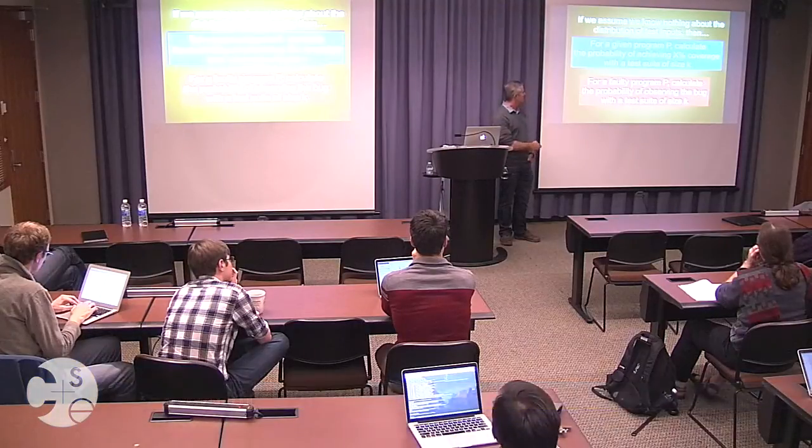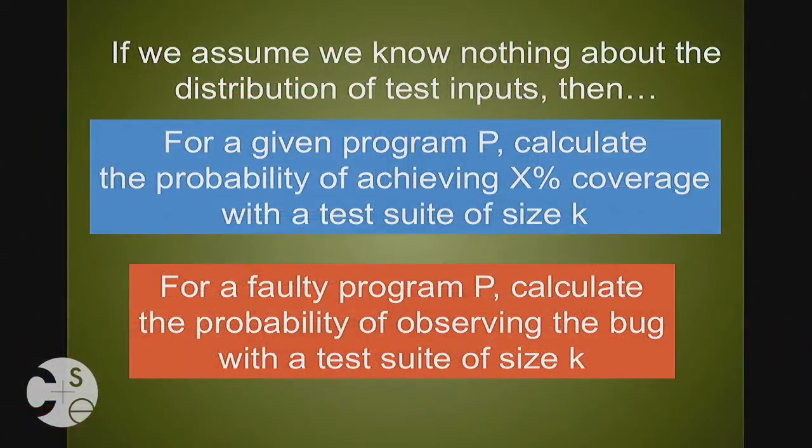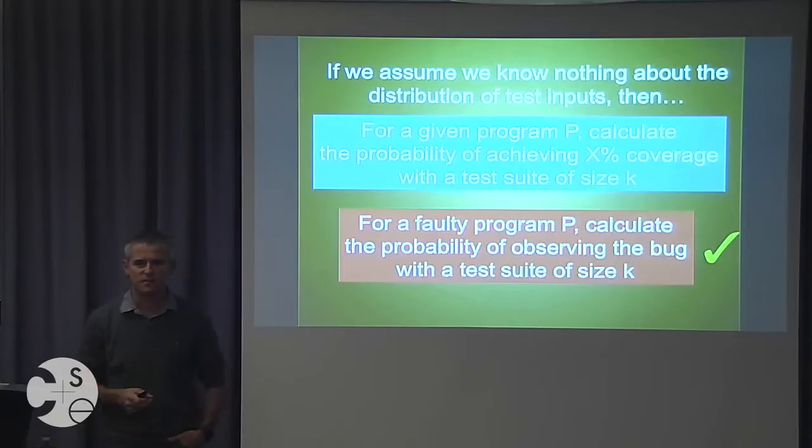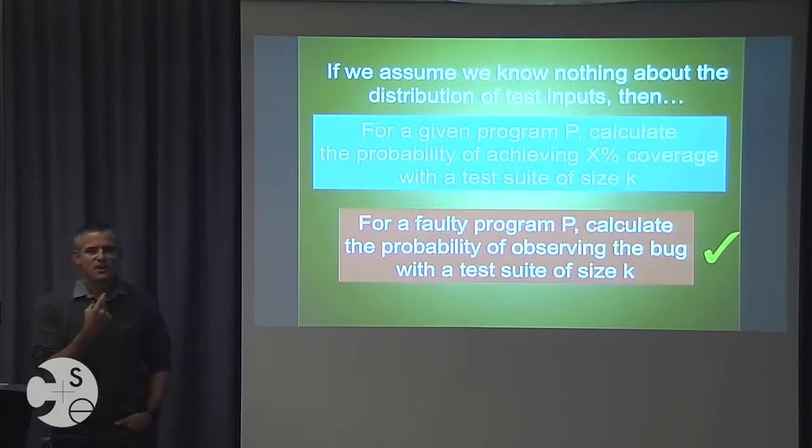The other thing you want to calculate is, for a faulty program, the probability of observing the bug with a test suite of size K. Because you have a bug in a program, you have K tests, what's the chance of you hitting that bug in the K tests that you're going to be running? Now this one should come as no surprise. We already know how to do it because we can just use the stuff we've seen so far. This one is a little bit more tricky to see how we're going to calculate.